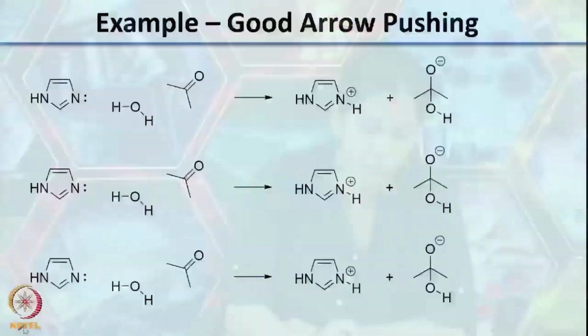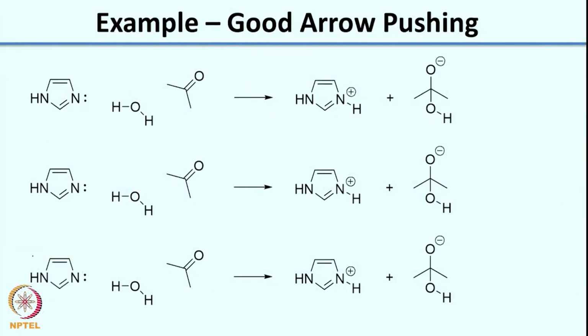So let us look at good examples and bad examples of arrow pushing. So in this case, my electron source is the lone pair on the nitrogen. So I can draw the arrow like this.